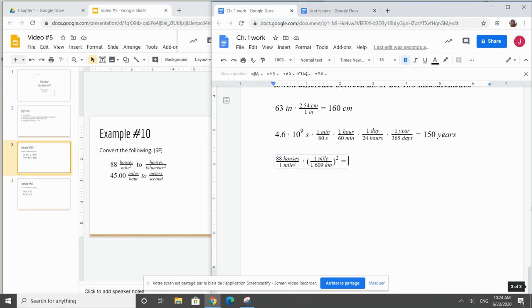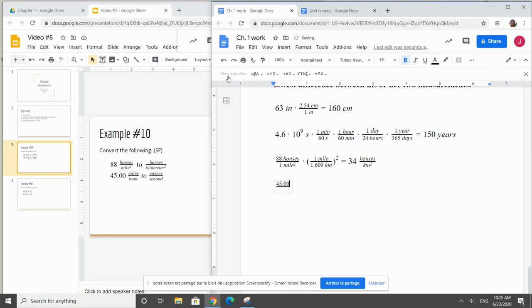So I got 34 because I needed two significant figures, houses per square kilometer. And then I just take a moment to think to myself, does this make sense? And yes, it does, because a mile is larger than a kilometer, so it would make sense I'd have fewer houses per unit area. And then the other one is pretty similar, except there's no squaring for this one.